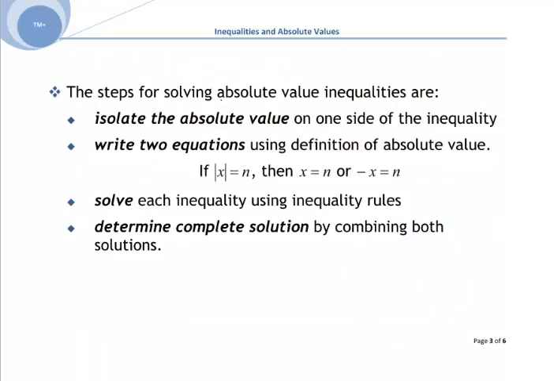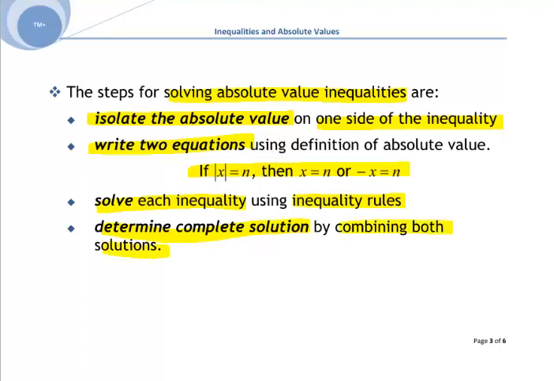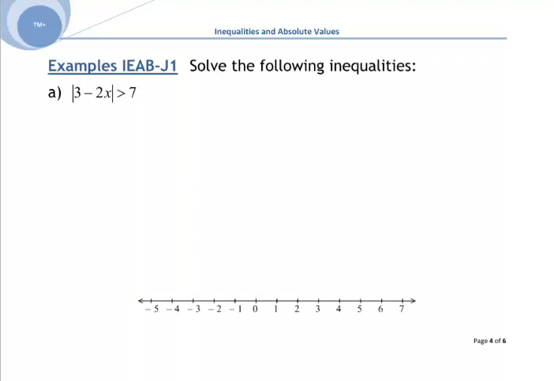Now the steps for solving absolute value inequalities are: isolate the absolute value on one side of the inequality, write two equations using the definition of an absolute value, solve each inequality using the inequality rules, and determine the complete solution by combining both solutions. So for example, absolute value of 3 minus 2x is greater than 7. Split it into two. I have the positive, I have the negative.